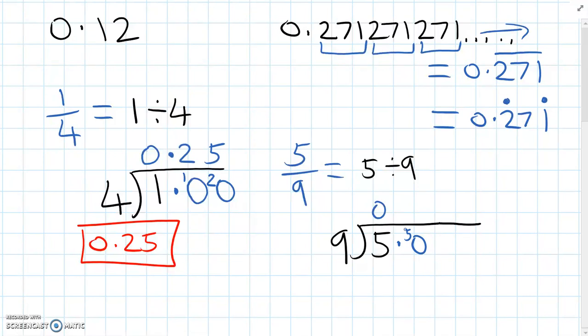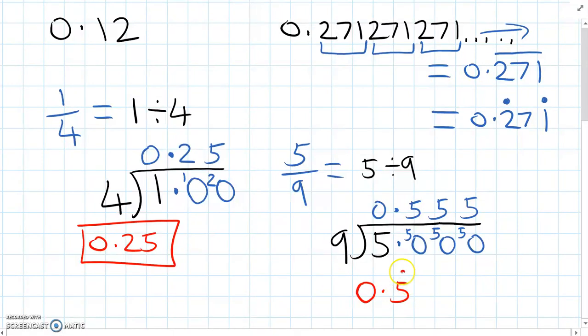5 9s are 45, so we have 5 with 5 remainder, and 9 goes in 5 times again, 5 remainder. So in this one we can see straight away that we have 5s repeating over and over. So this decimal must be recurring. So the answer for this one we'll write as 0.5 recurring as our answer.